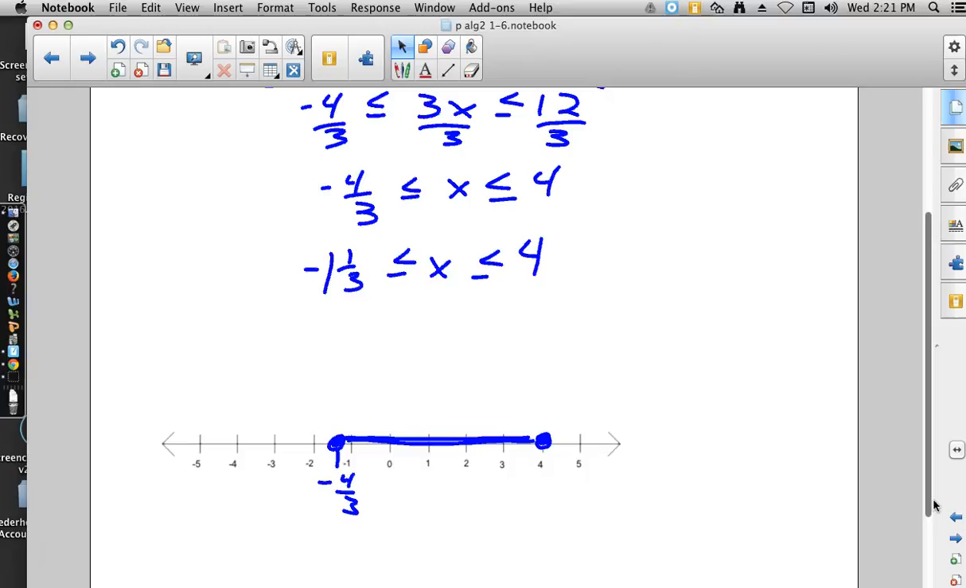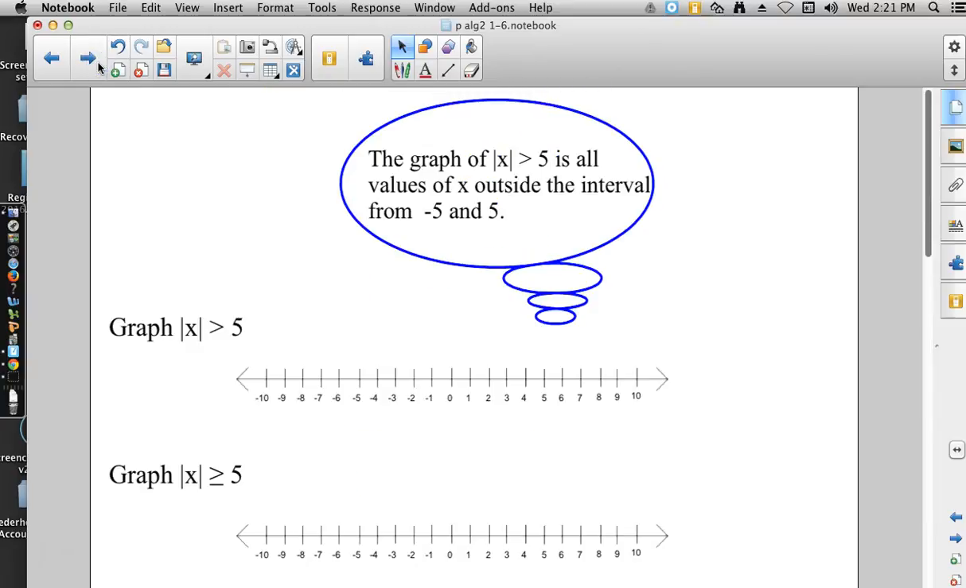So that was less than, because we were talking about distances that are less than some number from 0. Okay, well, what do we do for greater than or equal to? Well, that's different. I mean, let's look at what's going on. It says the graph of the absolute value of x is greater than 5 is all the values of x outside that interval of -5 and 5.